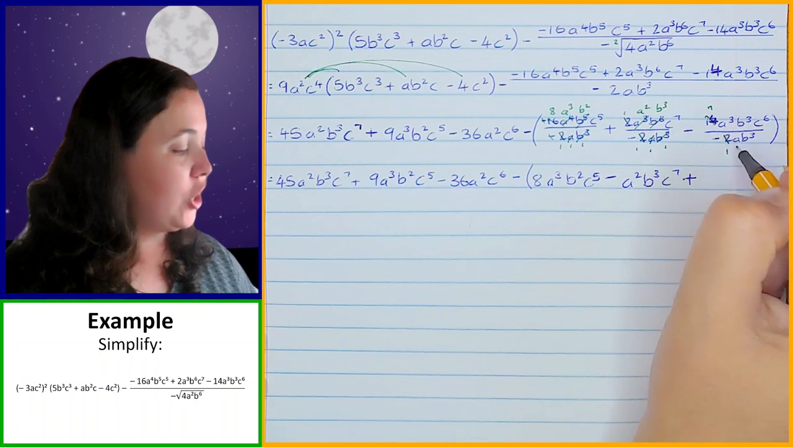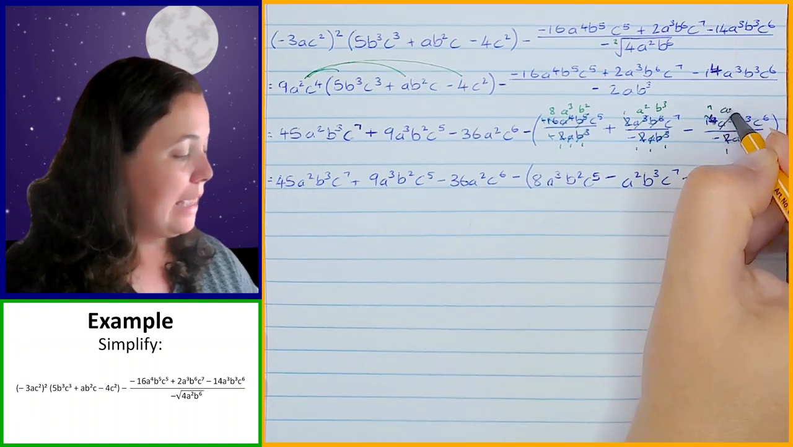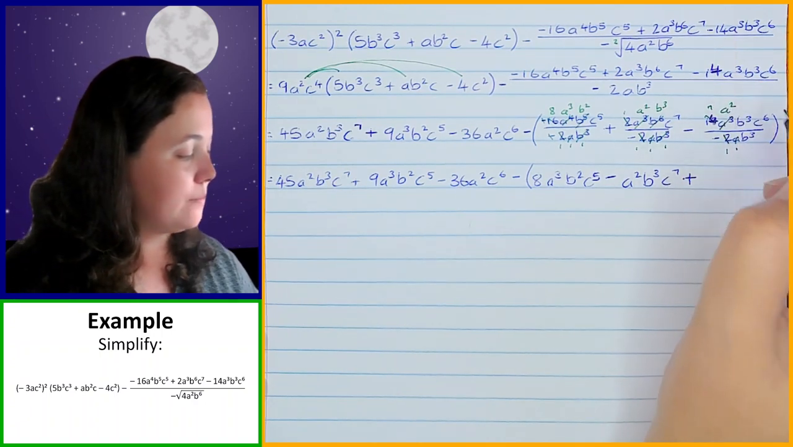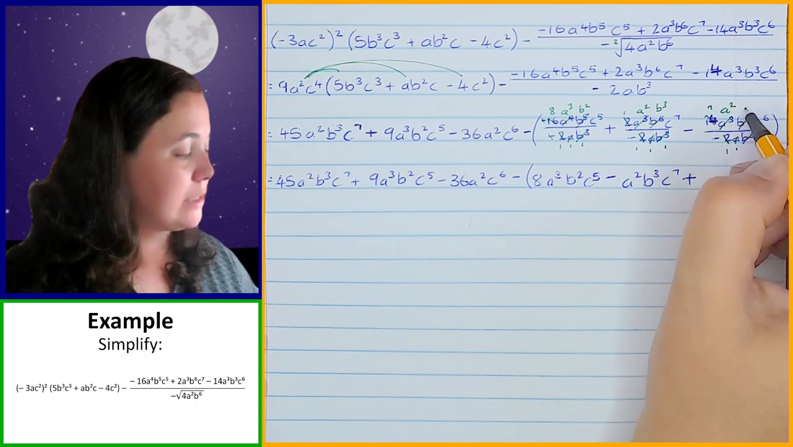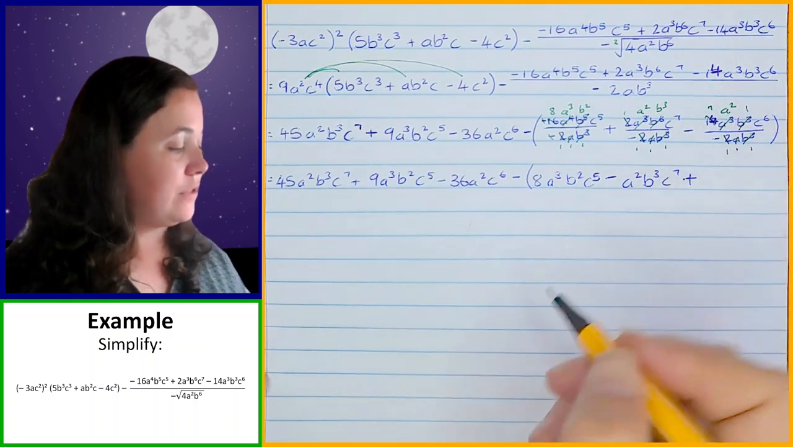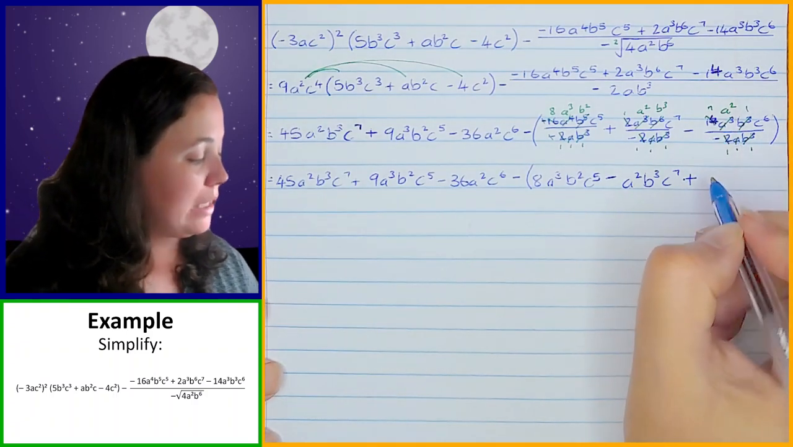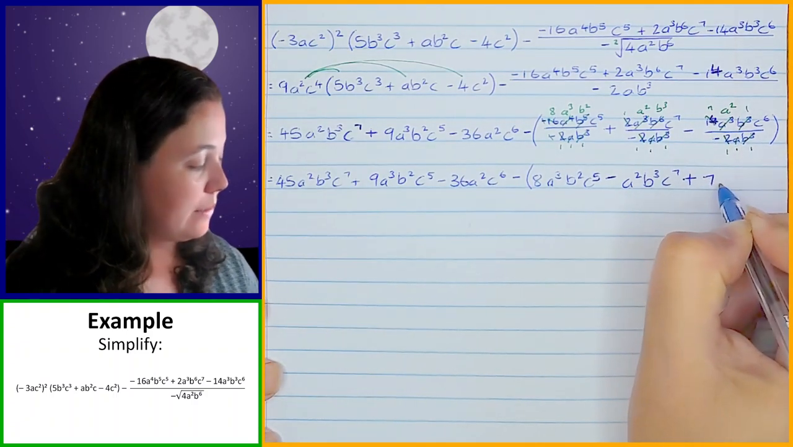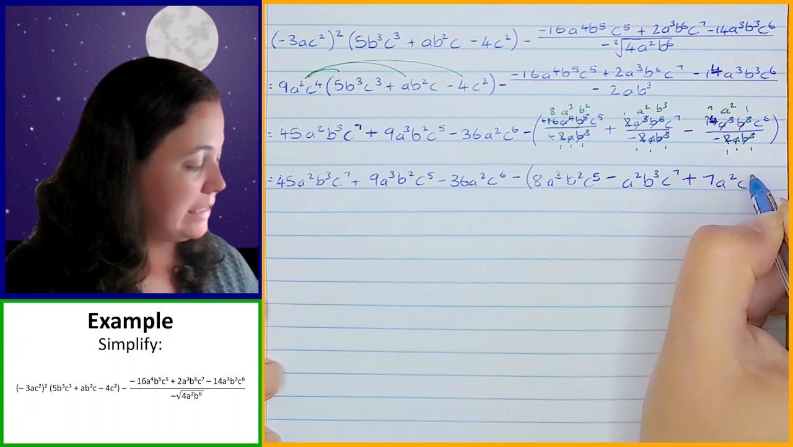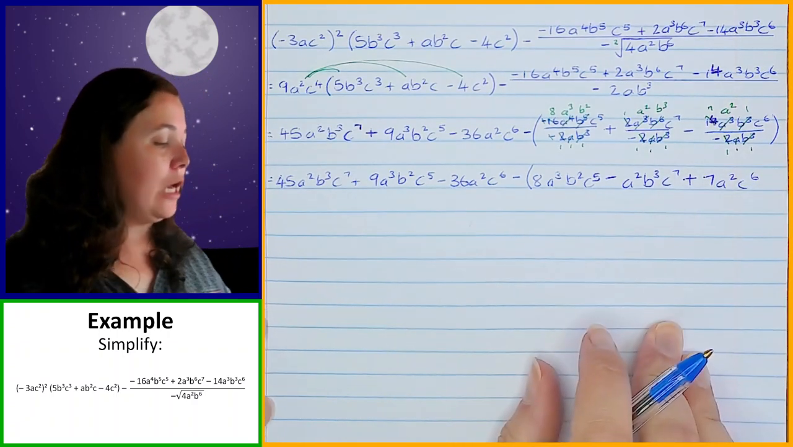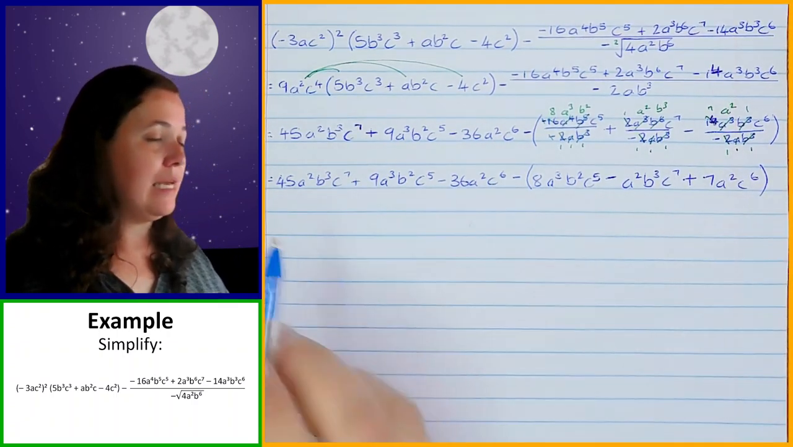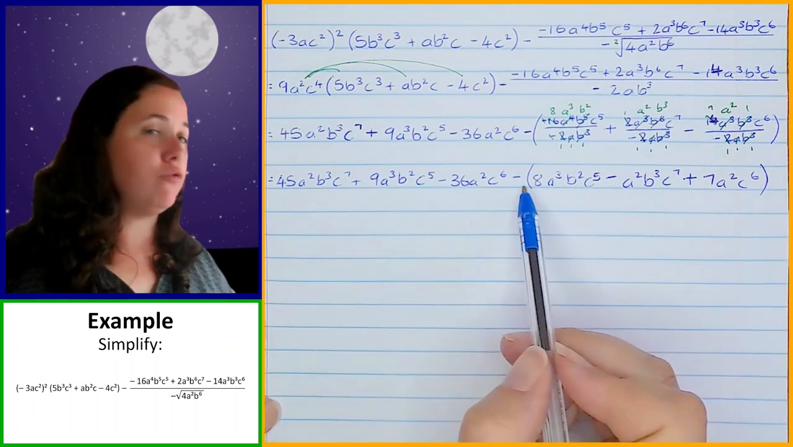Here I've got a cubed over a, that gives me a squared over 1. B cubed over b cubed, those cancel completely, and then I have the c to the power of 6. Again, it can't simplify with anything, so it stays as it is. So that leaves me with 7 a squared c to the power of 6. And now, I close my bracket, and now we're going to go and get rid of these brackets.